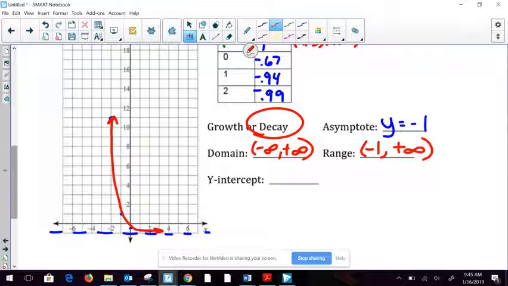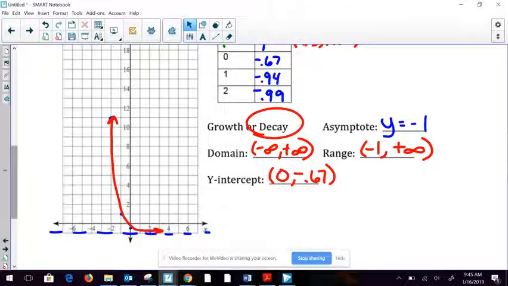Now you're getting it. And finally, what is my y-intercept? Where is x equal to 0 in my table? Correct. 0, -0.67.